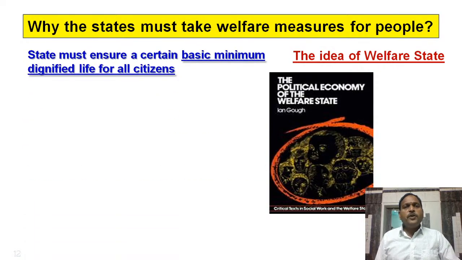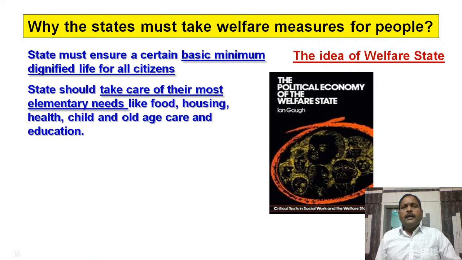Yes, it is the responsibility of the state to provide a basic, minimum, dignified life to all its citizens. It has to take care of elementary needs. Every citizen must be fulfilled: food, housing, health, child care, and old age pensions. That means old age care. Citizens of all ages need assistance from the government to fulfill their life needs. So it is the responsibility of a welfare state.